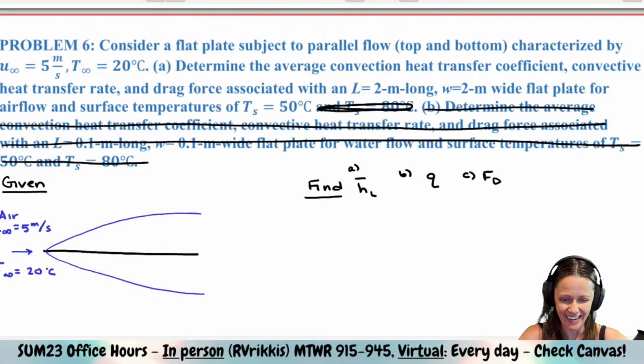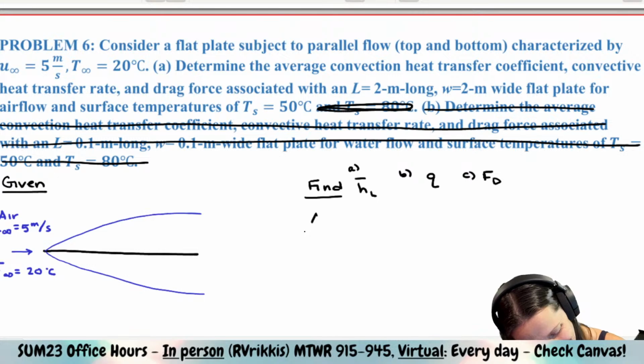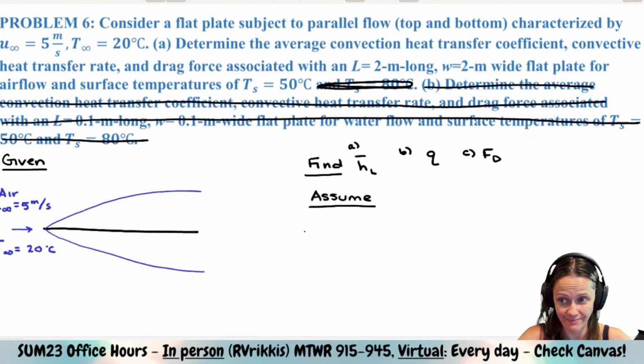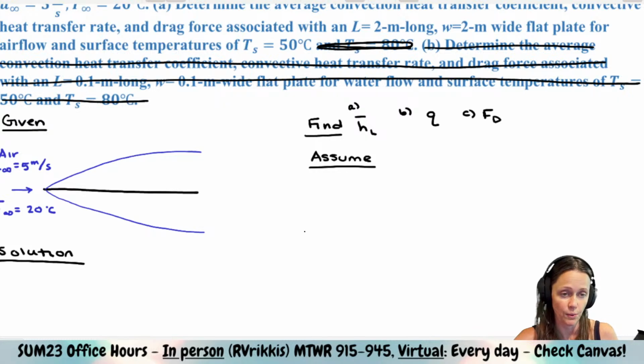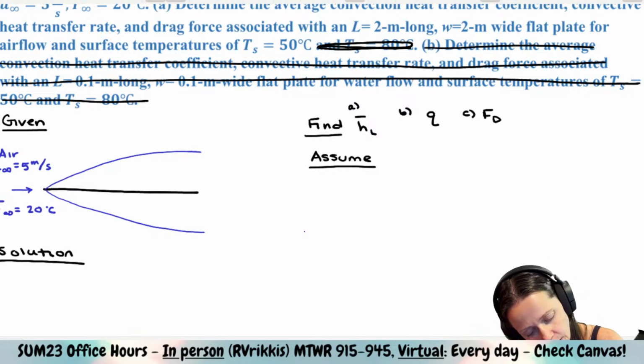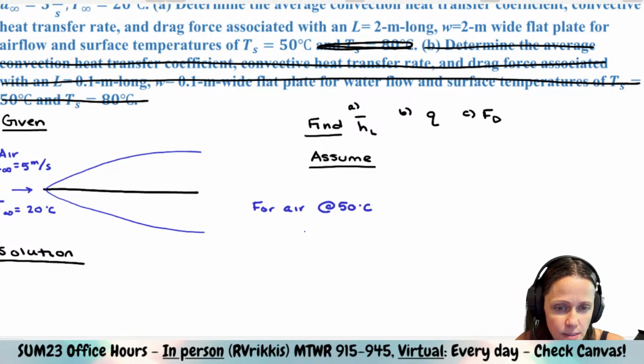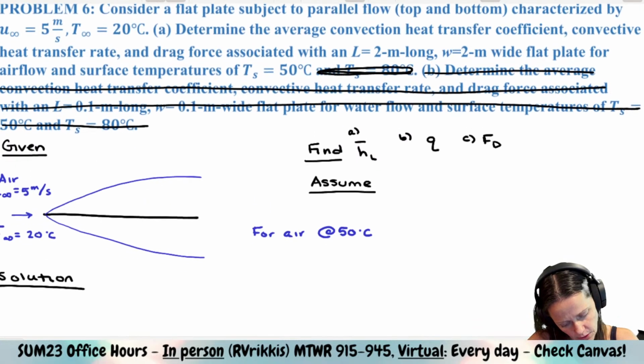Okay. All right, so let's calculate some stuff here. I'll throw my assumptions on there, and we'll see what we need to do. First things first, I'll go ahead and throw some properties out here. So for air, at 50 degrees Celsius. Oh, I'm sorry. Air's not at 50.